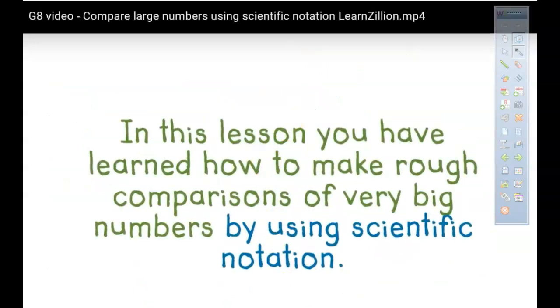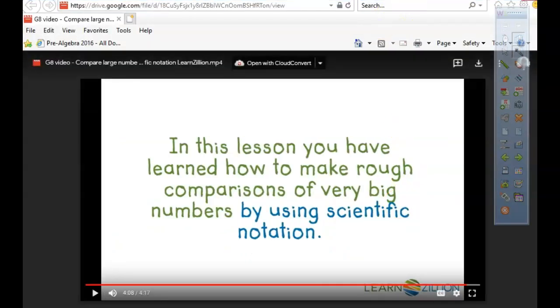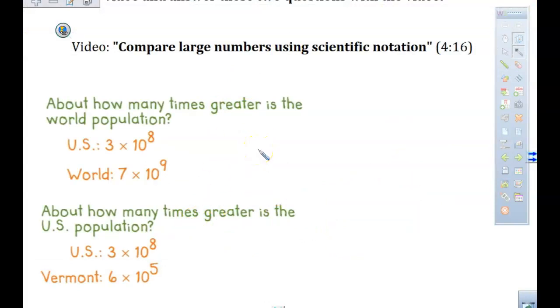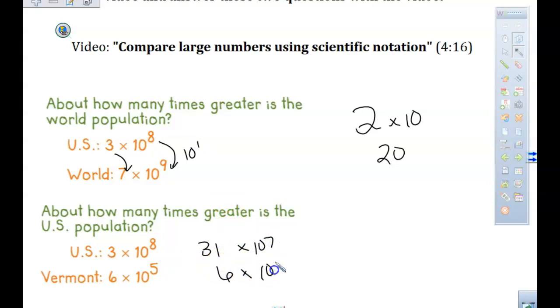Okay, so as you were looking at those two, the first one was when we took 2 times 10, or 20 times greater. 3 times 7 gives us 21, and 10 to the 8th over 10 to the 7th is 10 to the 1st. Here we're going to think of it as 31 times 10 to the 7th and 6 times 10 to the 5th. What do I take times 6 to get 31? We took it times 5. 10 to the 5th to get 10 to the 7th is 10 to the 2nd. So we're looking at about 500 times.